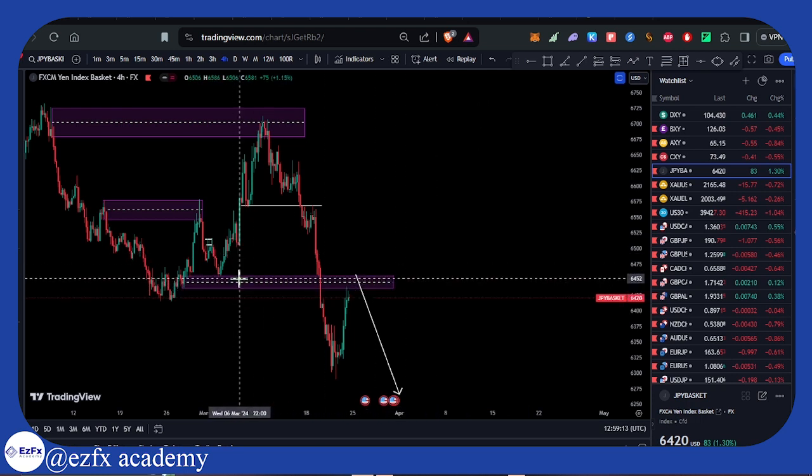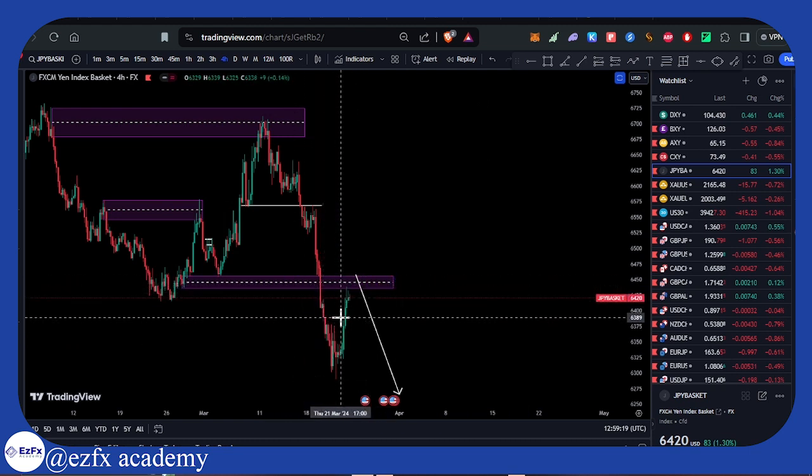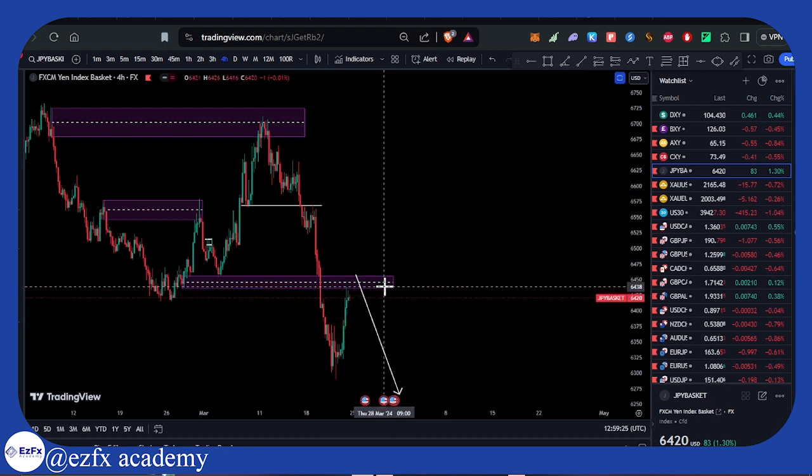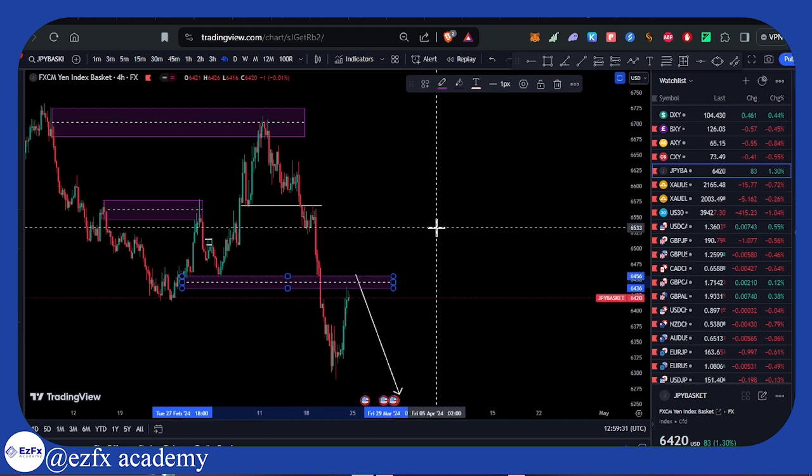You can see that this was a previous support, one or two touches, and it got broken here. We are watching out for the possibility of that zone becoming a pivot. This is between 6456 and 6436. So I'm watching out for that also.